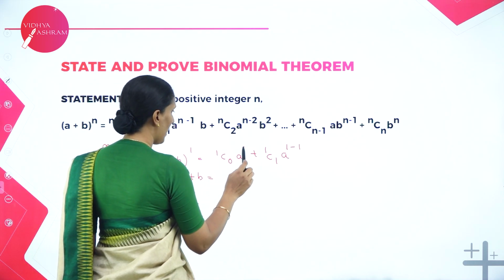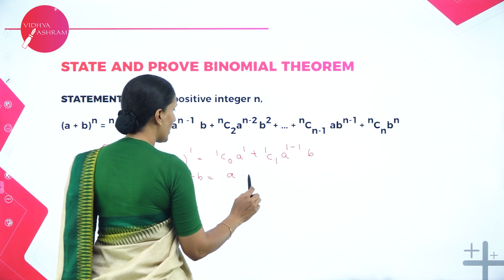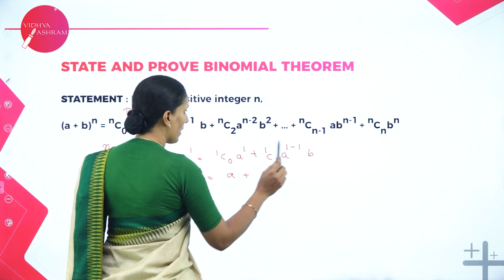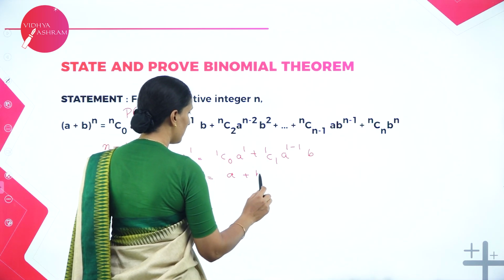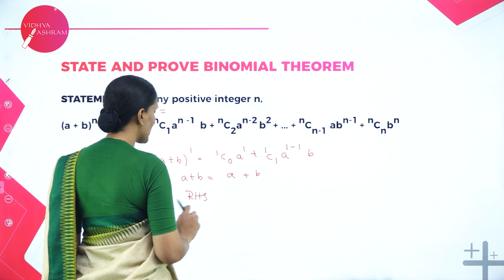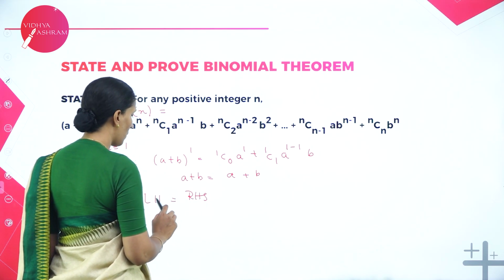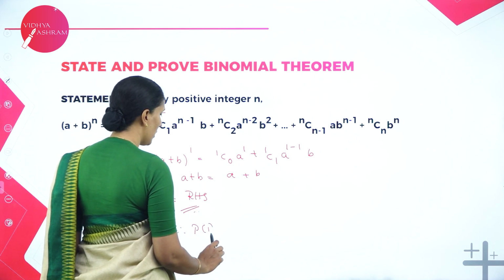(a plus b) whole power 1 is a plus b. 1C0 is 1, a power 1 is a. Here we also have b. Next, 1C1 is 1, a power 1 minus 1 is a power 0, which is 1, and into b, b. Therefore my left hand side as well as the right hand side are equal here. So we'll conclude P of 1 is true.